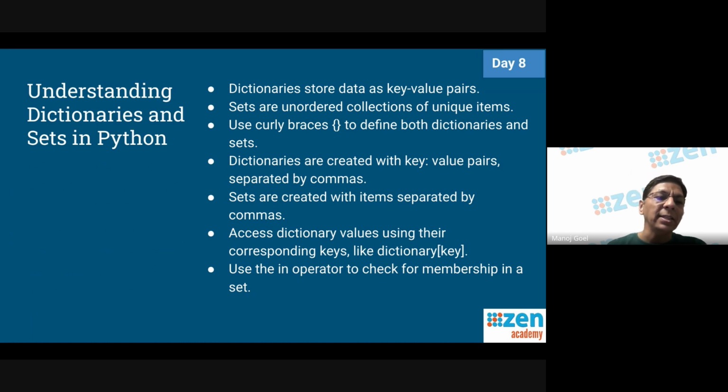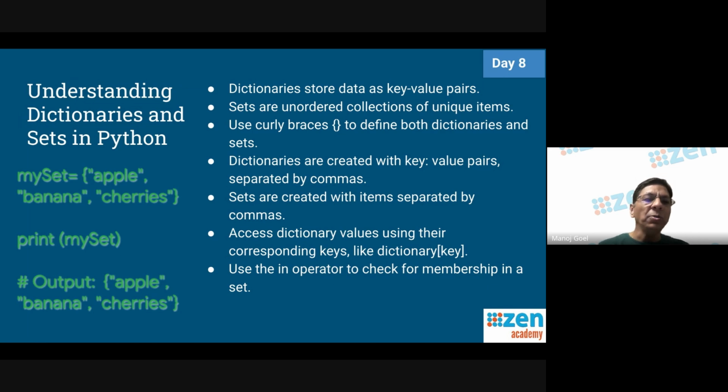You cannot access these. If you print my set, the outcome will be the entire set. So it will print apple, banana, cherries. Is it clear to you?